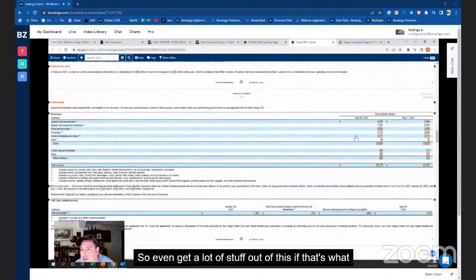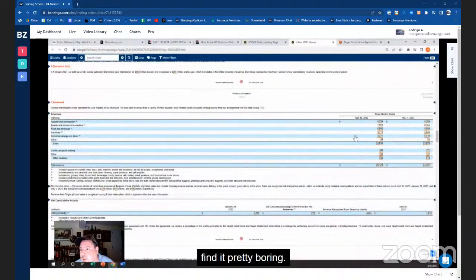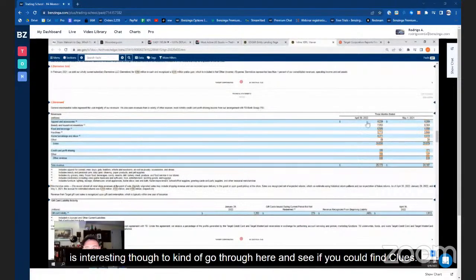So you can get a lot of stuff out of this if that's what you're into. Some people really dig it. Some people will find it pretty boring. I personally find it pretty boring. But it is interesting, though, to kind of go through here and see if you could find clues.